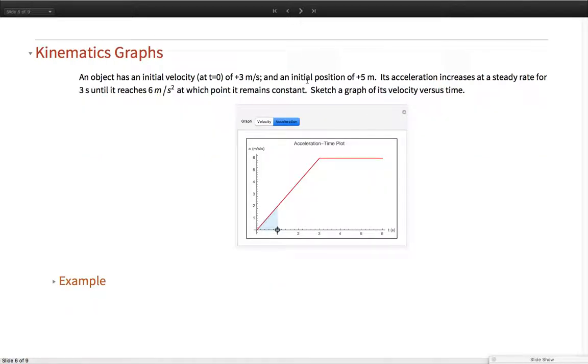We can also show how we can use the area under a curve to graph, in this case, the velocity from the acceleration. The change in velocity is the area under the acceleration time curve. Here we're going to start with an object at an initial velocity of 3 meters per second. We need to know that because this curve right here will not tell us the initial velocity. It only tells us how the velocity changes.